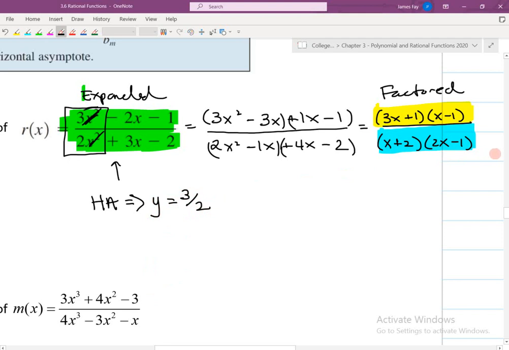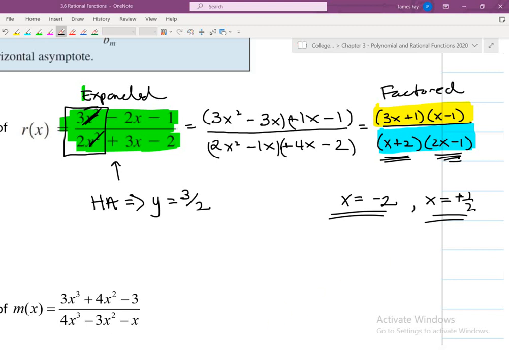If I look at the factored form, what am I not allowed to divide by? Not allowed to divide by 0. So what number would give me 0 there? -2. And what number would give me 0 there? -1/2. And yeah, you're right, +1/2. So if I do that, those are equations of my vertical asymptotes. Does that make sense?